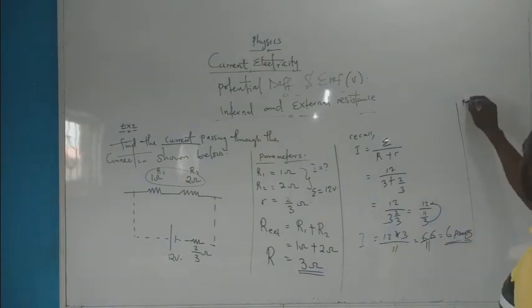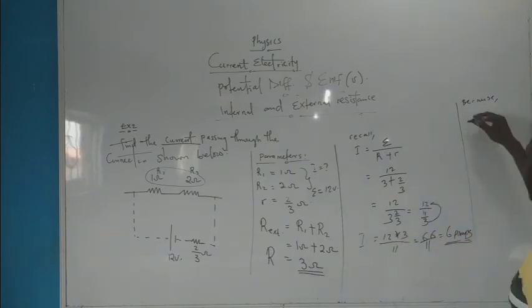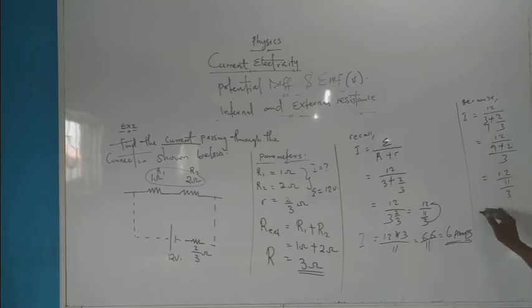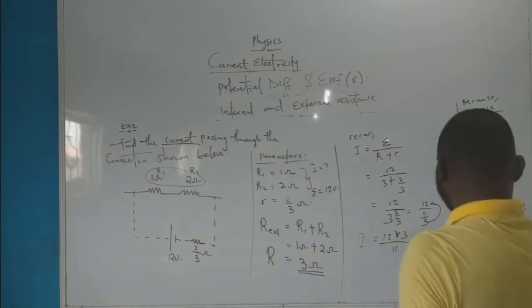Because we have I equals 12 over 3 plus 2 over 3. That's 12 over 1 with the LCM of 3: 1 times 3 is 3, so 3 times 3 is 9, plus 2 gives 11 over 3. That gives 12 over 1 divided by 11 over 3, which is 12 over 1 times 3 over 11. That's 12 times 3 over 11, which is 36.